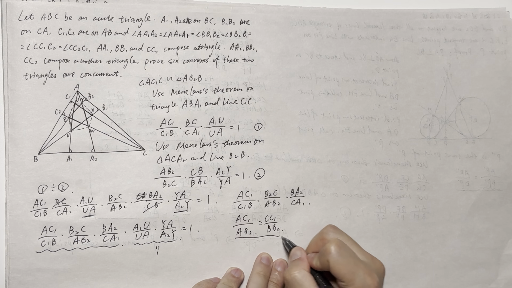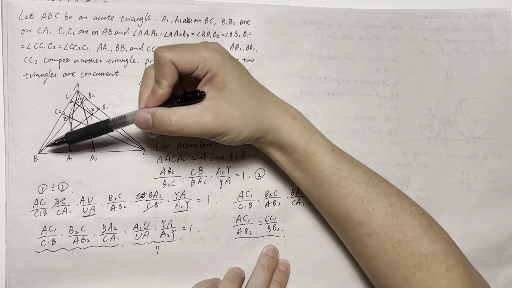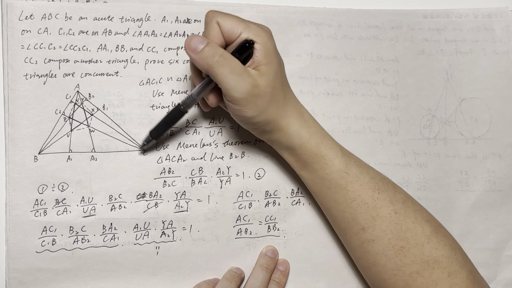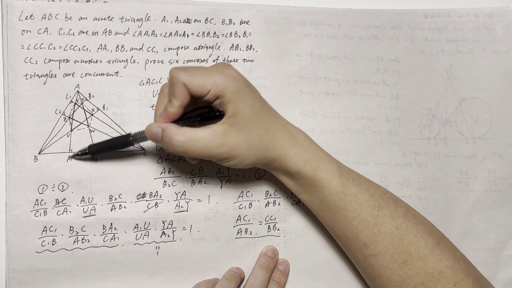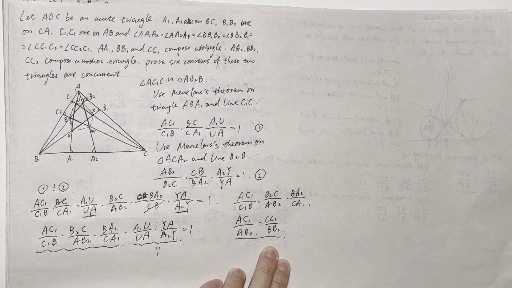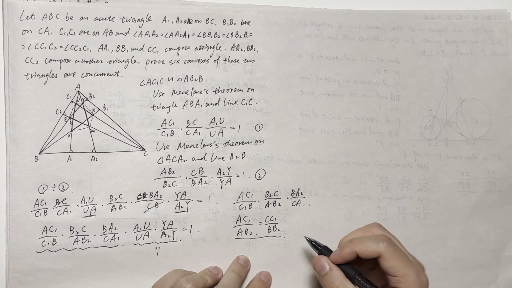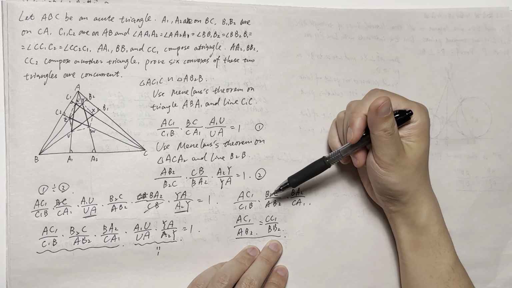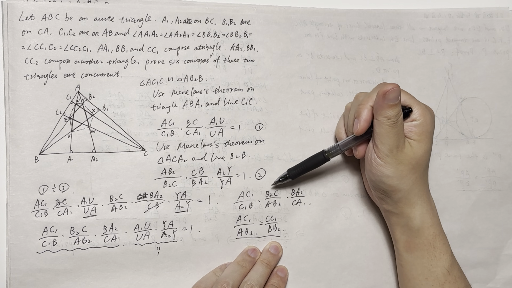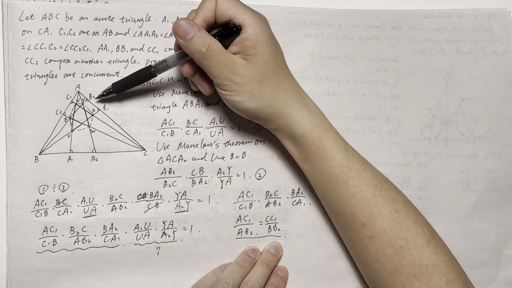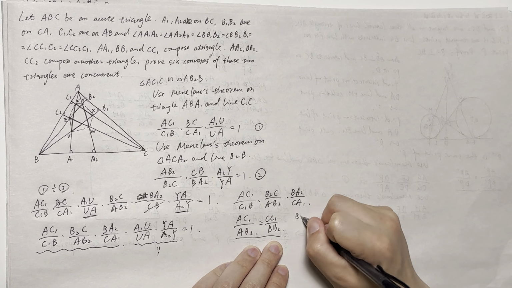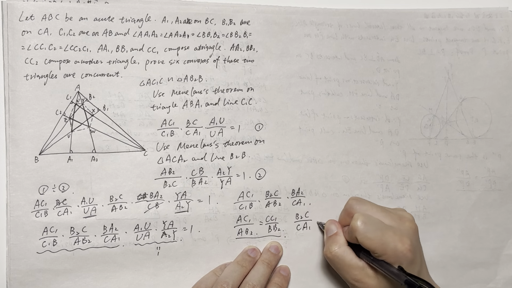This is useful. Why? Because BB2 equals BB1, CC1 equals CC2, AA1 equals AA2. That's from the condition. We haven't used it yet. So keep it here, and we find the rest part that we have B2C and CA1. So B2C divided by CA1.